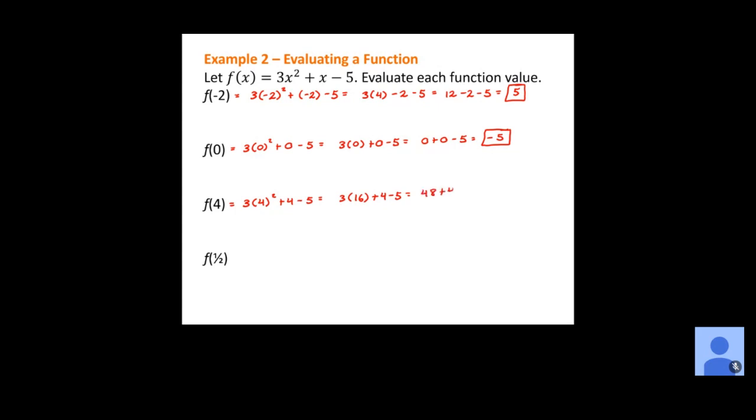We have 48 plus 4 minus 5. And now we have all addition and subtraction, so left to right. 48 plus 4 should give us 52, and then 52 minus 5 should give us 47. And then our last one here, f of 1/2.